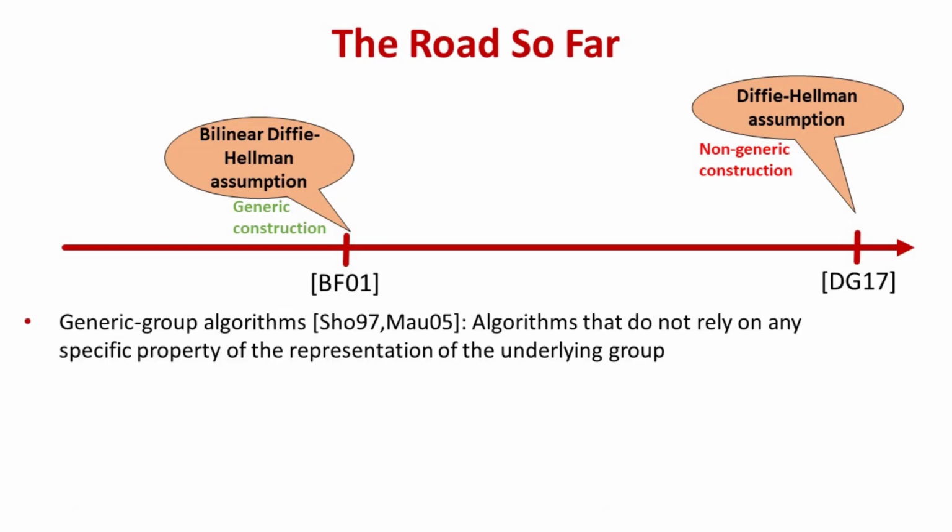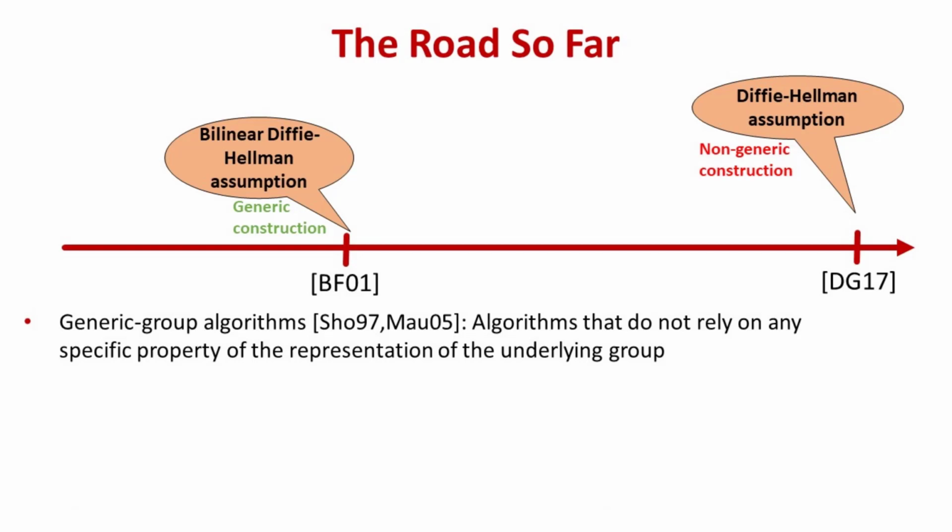This distinction is captured by Shoup's notion of generic group algorithms, capturing all algorithms that do not rely on any specific property of the representation of the underlying group. It should be noted that, from a practical perspective, generic group constructions are typically more practically relevant when compared to non-generic ones. This is especially noticeable for the Döttling-Garg IBE that relies on non-generic garbling techniques.